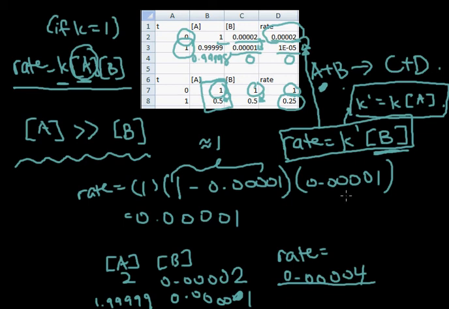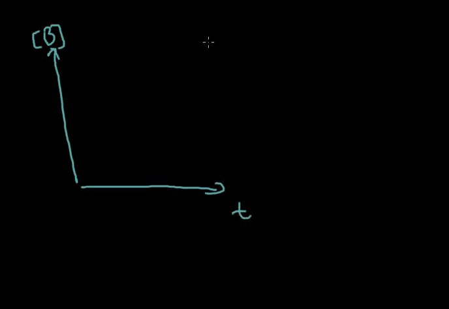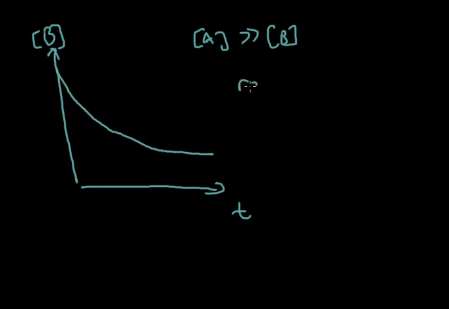So if we draw a graph of the concentration of B for the first reaction, where A is so much bigger than B, we'll get a first order reaction, because rate equals K prime of B. So in a sense, K is a constant, so the rate, or dB over dt, only depends on the concentration of B.